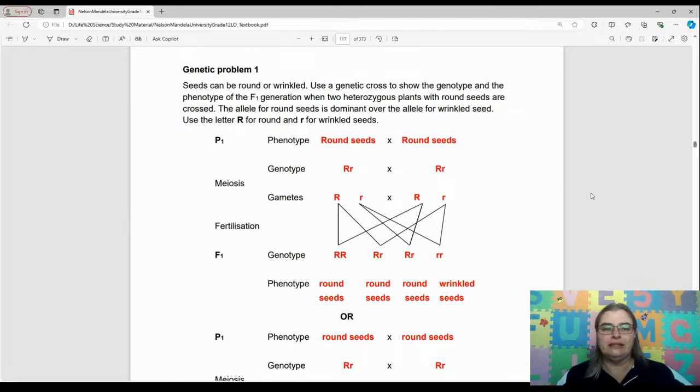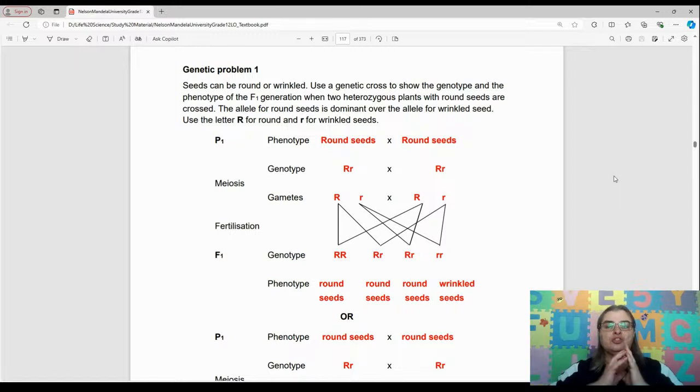For problem 1, he looked at the seeds and whether they were round or wrinkled. So this was just one trait. Remember, the plants had a number of different characteristics to look at, but he's isolating just one. This is monohybrid, okay? So we use a genetic cross to show the genotype and the phenotype of the F1 when two heterozygous plants with round seeds are crossed.